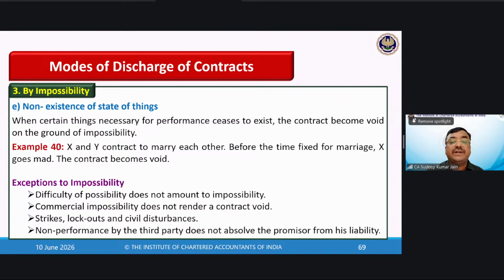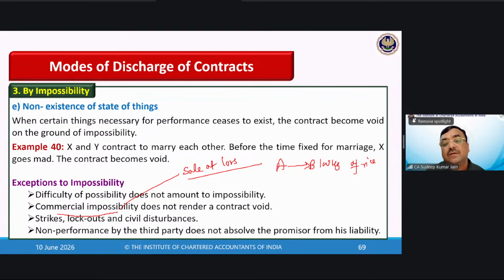Commercial impossibility does not render a contract void. Commercial impossibility, you can say, is like selling at a loss. Suppose the contract between A and B is entered for sale of 100 kg of rice at the rate of 100 per kg. But on the date of delivery, the price becomes 150 for the same quality of rice. It would be harmful for the seller to sell at a loss. But it is commercial impossibility, not impossibility, because you have already entered the contract, you have to perform even at a loss.